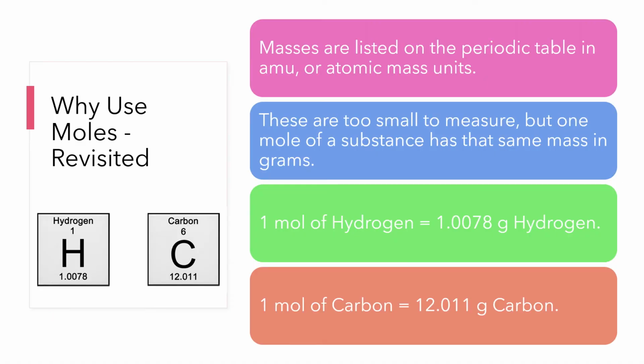Now, let's talk again about why Avogadro's number is important. Masses that we saw in the periodic table are listed in AMU, or atomic mass units. These are decidedly unhelpful to us, as they are far too small to measure. However, if we have 1 mole of a substance, we have the same mass in grams instead of AMU. For example, the atomic mass of hydrogen is 1.0078, so 1 atom of hydrogen has an average mass of 1.0078 AMU. 1 mole of hydrogen, however, has a mass of 1.0078 grams. For carbon, the atomic mass is 12.011, so 1 atom of carbon has an average mass of 12.011 AMU. 1 mole of carbon has a mass of 12.011 grams.